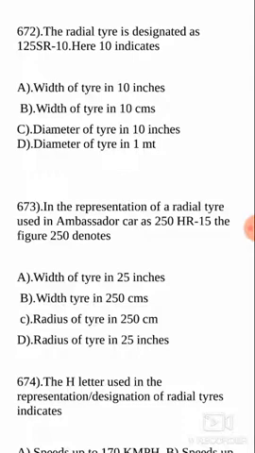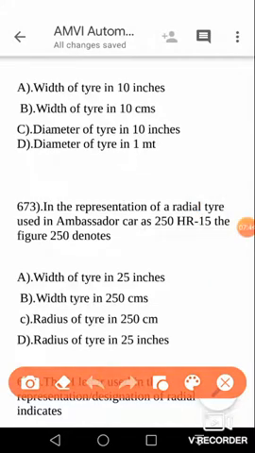So in the representation of a radial tire used in Ambassador car, once again, 3 digits, then 2 letters, then a dash, then 2 digits. So 250 HR hyphen R dash 15, the figure 250. In each bit I am discussing one either letter or digit. So now here again, I am discussing the first 3 digits. What does it indicate? In the representation of a radial tire used in Ambassador car as 250 HR dash 15, the figure 250 denotes the width of tire in 250 mm.